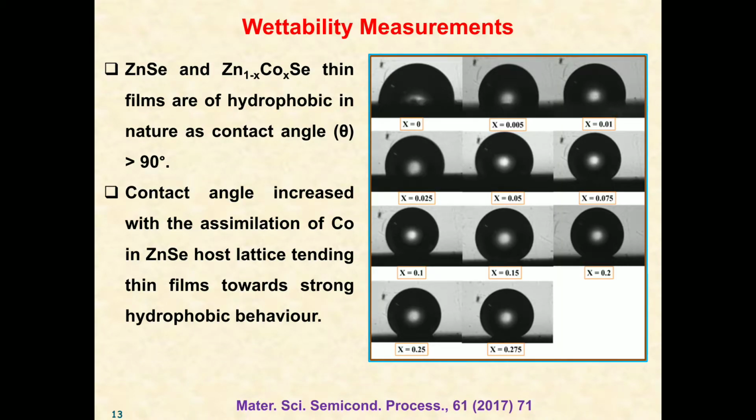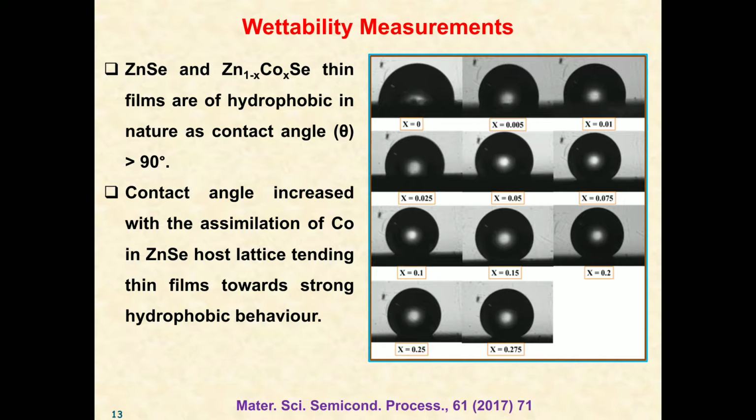Another physical parameter, surface wettability, was studied. In this case, the contact angle measurement is a surface thermodynamic evaluation and is the angle made by the tangent to the liquid vapor interface drawn at the contact line that makes an angle with the solid surface. The wetting property of the ZnSe and Zn1-xCoxSe films was tested by measuring the static and dynamic water contact angle by a sessile drop method.